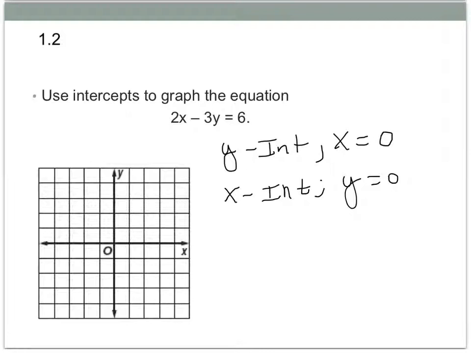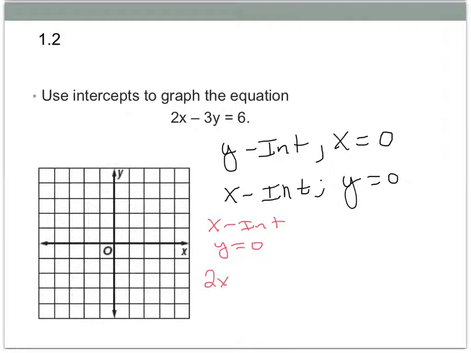So if we look at the graph, right here is the x-axis. All my y values are 0. There's no height to it, so there's no vertical change. So y is going to equal 0. So what I do in order to find an x-intercept, I'm going to set y equal to 0.